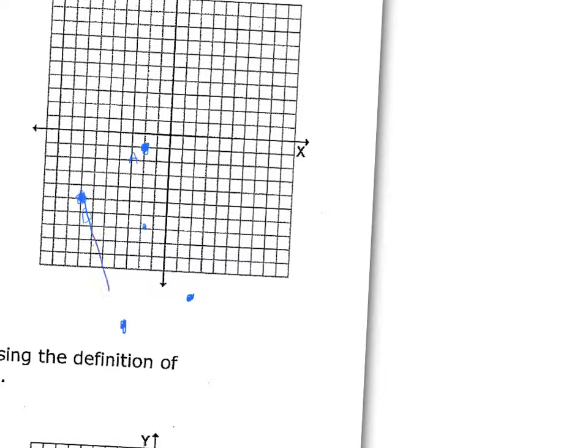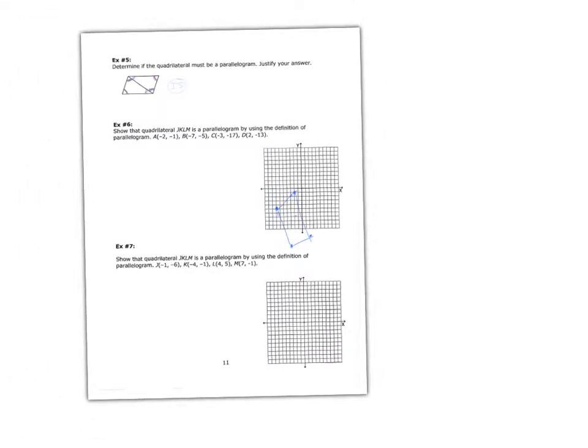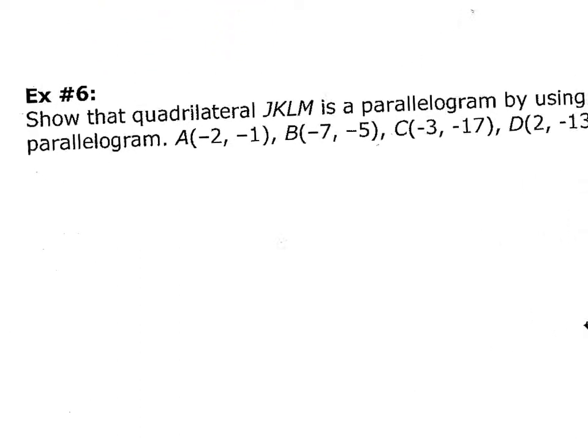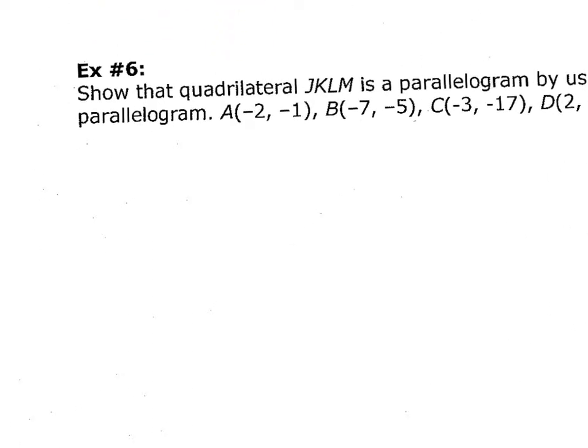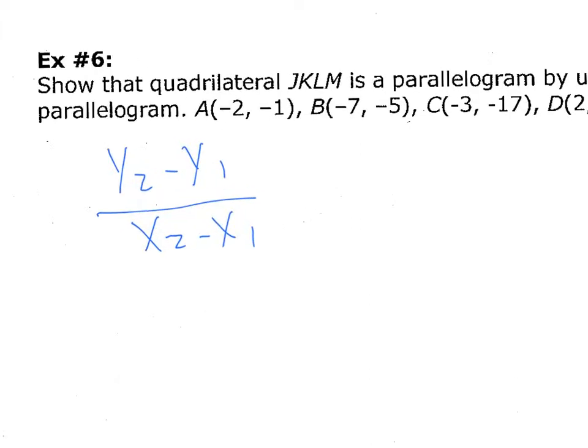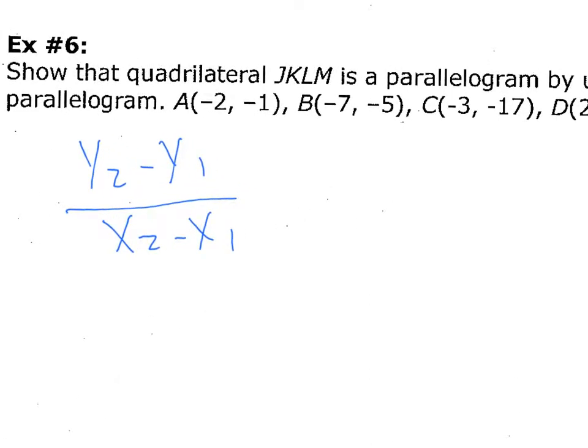Okay, so we want to determine if this is a parallelogram. Basically, we just need to decide if both of the slopes of opposite sides are congruent. So let's see if that happens by finding the slopes of each of our four segments here. Remember your slope formula is y2 minus y1 over x2 minus x1, and we're going to do that for each of these sets of ordered pairs. Our first set, we're going to look at A and B.